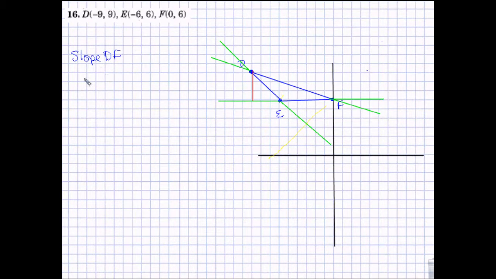Okay. So DF, I'm going to do 6 minus 9 over 0 minus -9, which is positive. So I have -3 over 9, so that's -1/3. Okay, and so the perpendicular slope, I'm going to flip it over, so it's 3, and since it was negative, I need the opposite, so it's going to be +3. So from E, to make a positive slope, I'm going to go up 3, 1, 2, 3, and over 1.